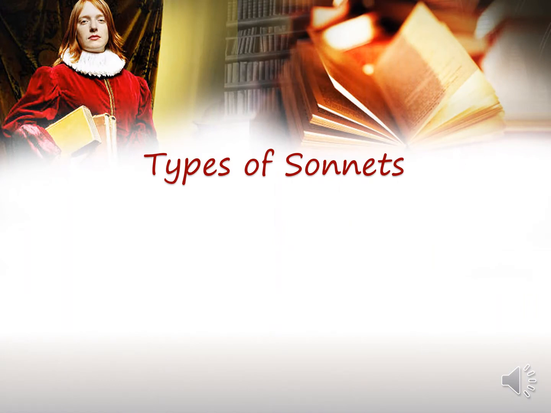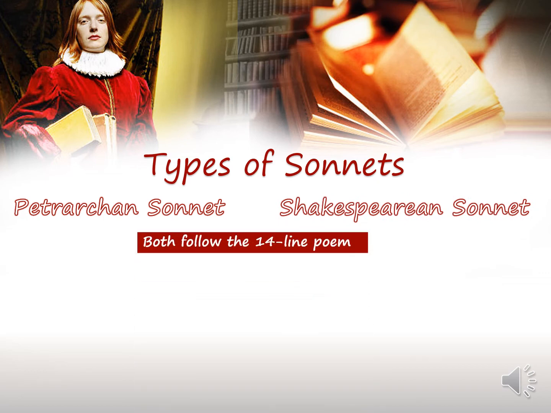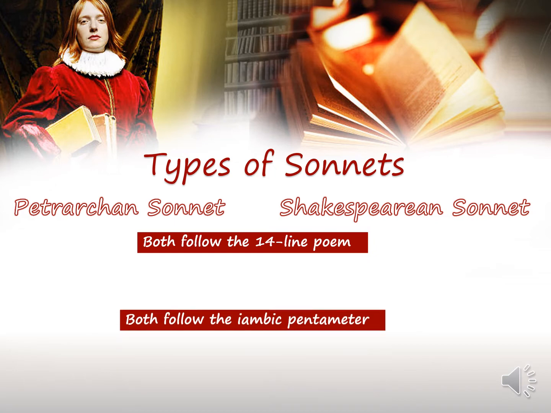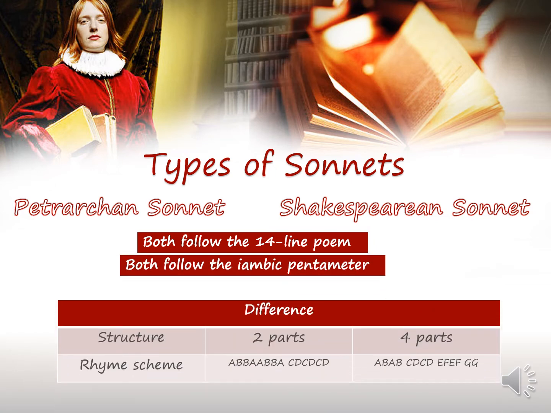There are two types of sonnets, the Petrarchan, which is the Italian, and the Shakespearean, which is the English sonnet. Both have 14 lines and follow the iambic pentameter, but they differ in the structure and rhyme scheme.